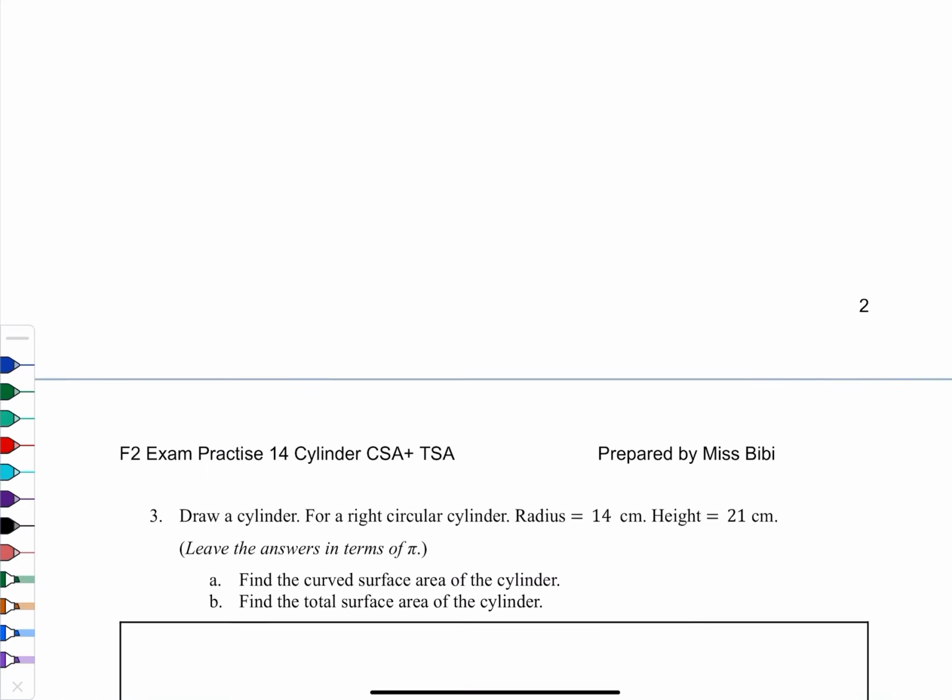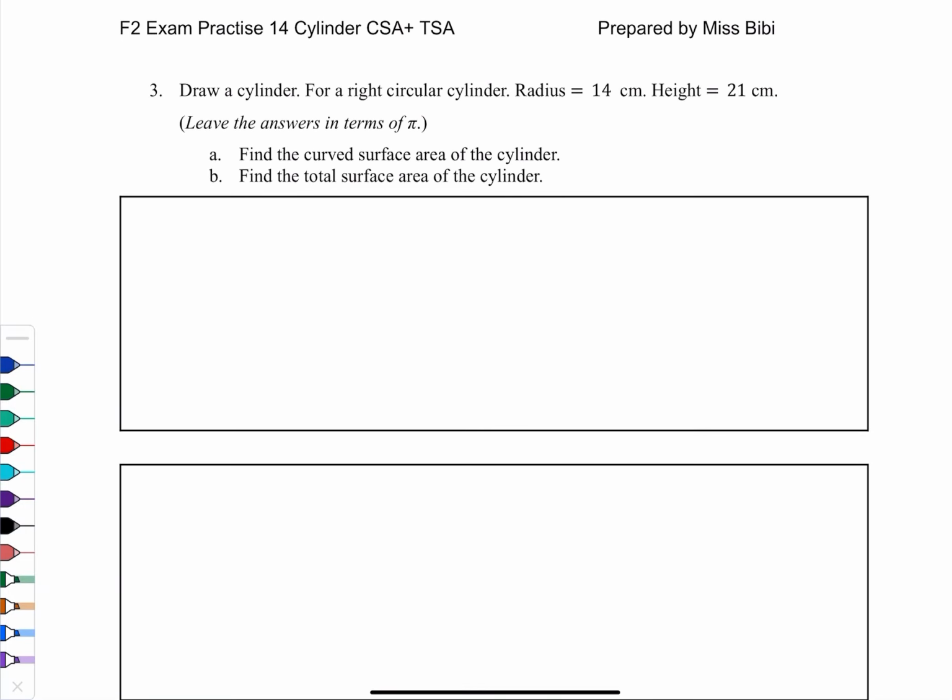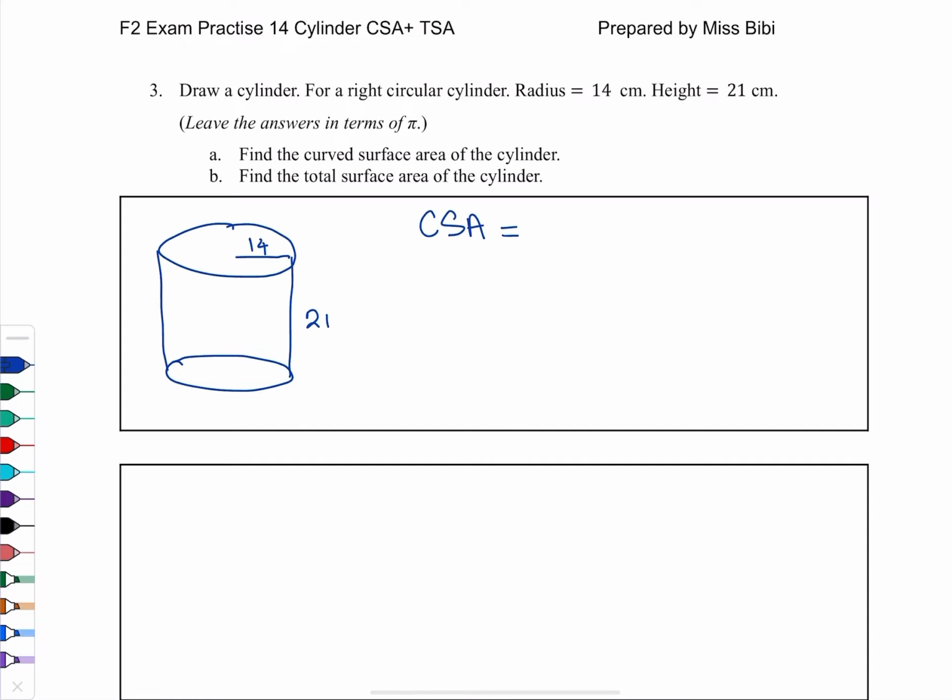So let's continue then. So again, draw the cylinder first. Label your radius, which is 14. Oops, I forgot the bottom circle, and then the height 21. So our CSA first, curved surface area means 2 pi r h. So what's our pi? Well, of course, what is our radius? What's our height? And then you click them. 2 times 14 times 21, you can get that as 588 pi cm square.